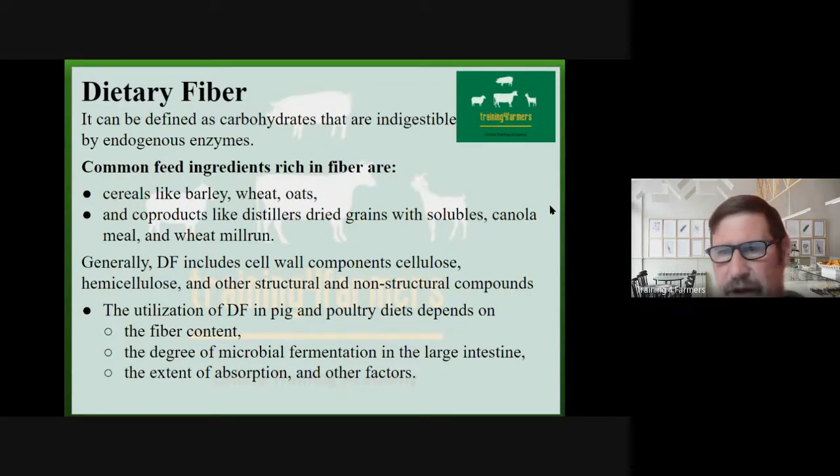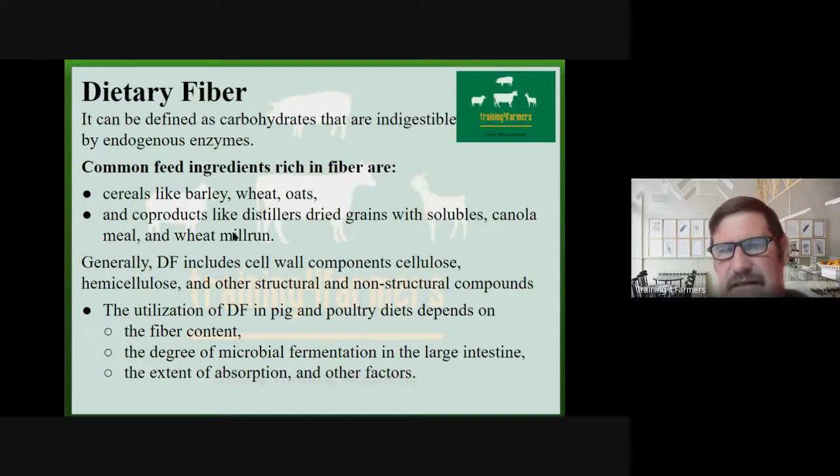Also, your canola meal, and wheat mill run and so on. So this is sort of a mixture of the bran plus finer particles of wheat that they couldn't separate and so on. So it's not pure bran.